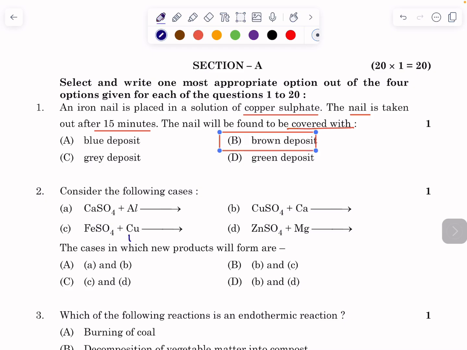Why? Because when iron reacts with copper sulfate, what happens here? Iron displaces the copper from copper sulfate, so you will get iron sulfate and copper. This copper deposits on the iron nail, so it appears as brown color. Okay, and now consider the second question.